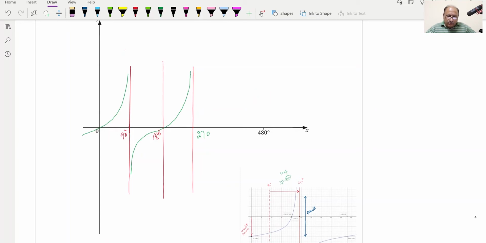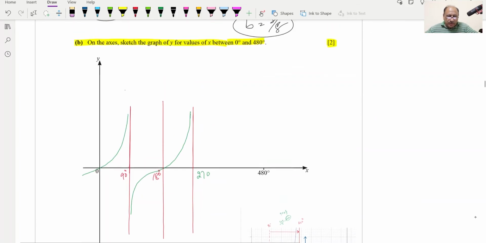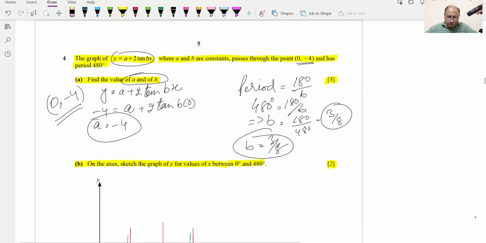Next I have drawn this one only for your explanation. Now, in this case we have this equation, which is y is equal to a plus 2 tan bx, and if we write the a and b values, y will be equal to, a value is -4, so -4 plus 2 tan of b, which is 3 by 8, x. So this will be our equation.